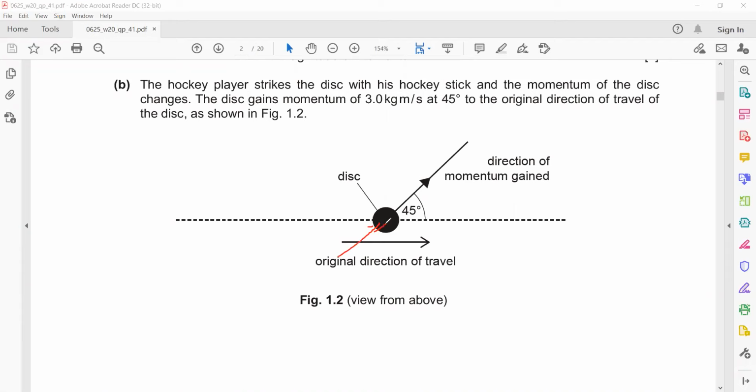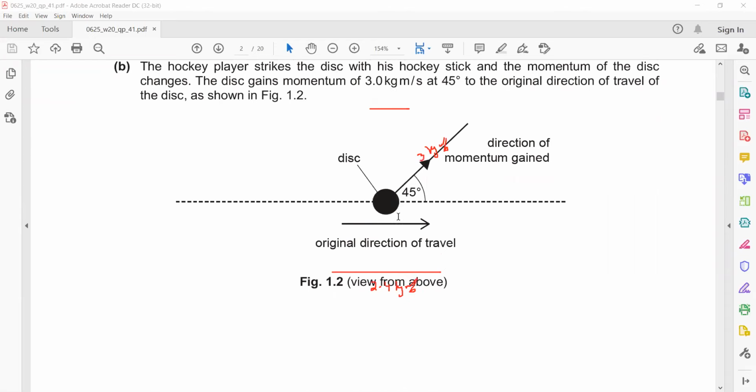That can also be used. You can write 3 kilogram meter per second or you can write 3 Newton second. That is the same thing, because it's the same unit, no difference. Final momentum is, originally the object was moving with a momentum of 2.4 kilogram meter per second. Then it changed its momentum, it gained 3 kilogram meter per second.